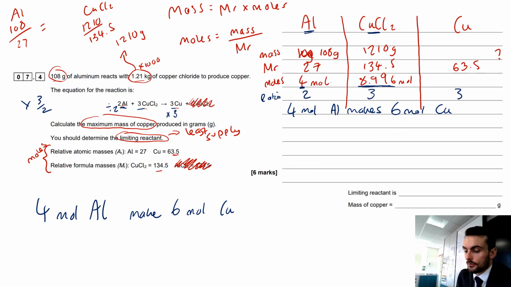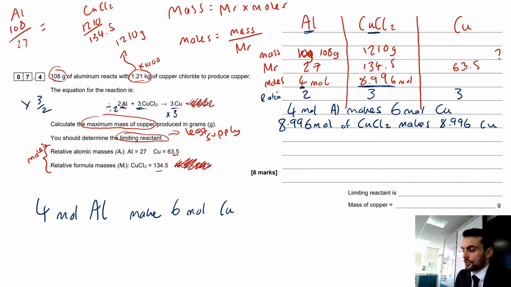Well, if you look at the reaction equation, for every 3 moles of copper chloride, you get 3 moles of copper. So it's a 1-to-1 ratio. So however many moles of copper chloride we have, we'll be able to make that many moles of copper. So we can write that down. So 8.996 moles of copper chloride would make the same amount of copper.